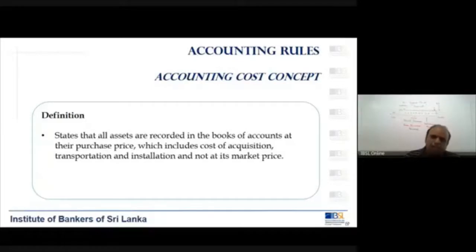And if you look at the last line of the definition, it says, and not at its market price. If you are having a handout, please underline that. It is not at its market price means what I told you now. The computer may be at 130,000 in the market, but that is not relevant to me for accounting purposes, because what I have paid is only 120,000. So I have to account for it at that particular cost. So we have a term called historical cost. Historical cost means the price that you have paid to buy this asset. So the historical cost convention comes from the accounting cost concept.